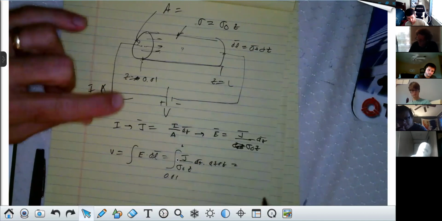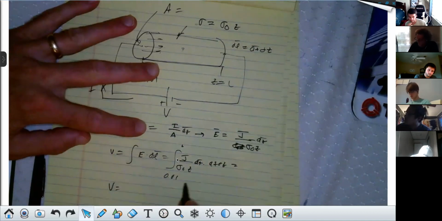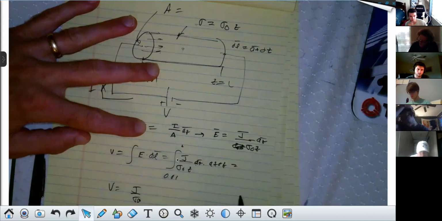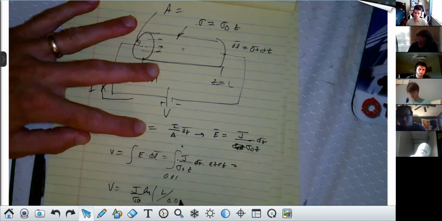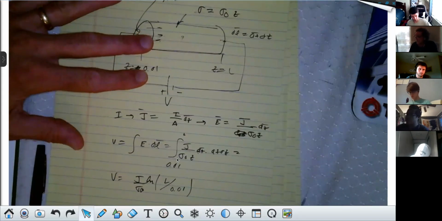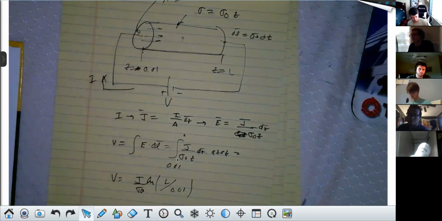Now you'll notice when I do that, I get V is equal to J, right? That's a constant, over sigma naught. And then AZ dot AZ is 1. And when we integrate 1 over Z dz, we get the natural log of L over 0.01, correct? Y'all follow me? Take a good look. Can you see it, John?